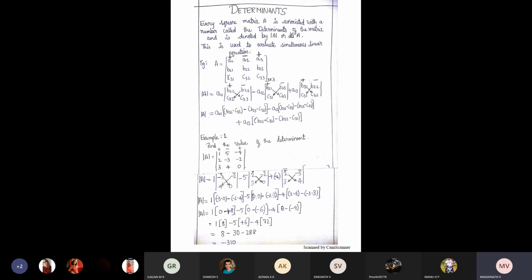You cannot have a determinant for a rectangular matrix, with different rows and different columns. No determinant will be there. If the number of rows and number of columns are not the same, you cannot find the determinant. Understood? Hita, followed?